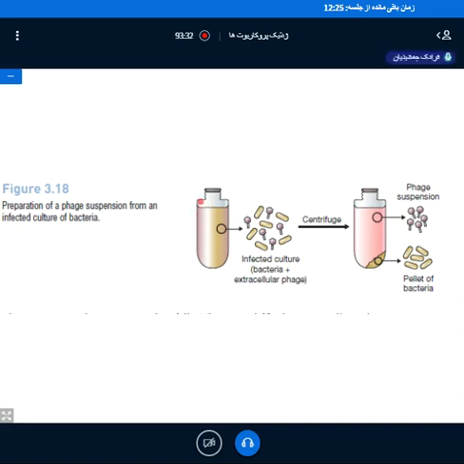Okay, let's talk about extraction of the phage. Look at here. I told you the phages are so light and the bacteria are so heavy. Yes?